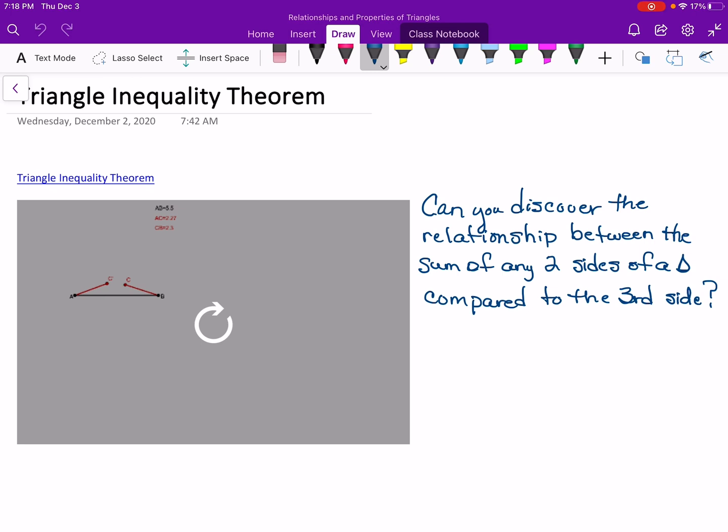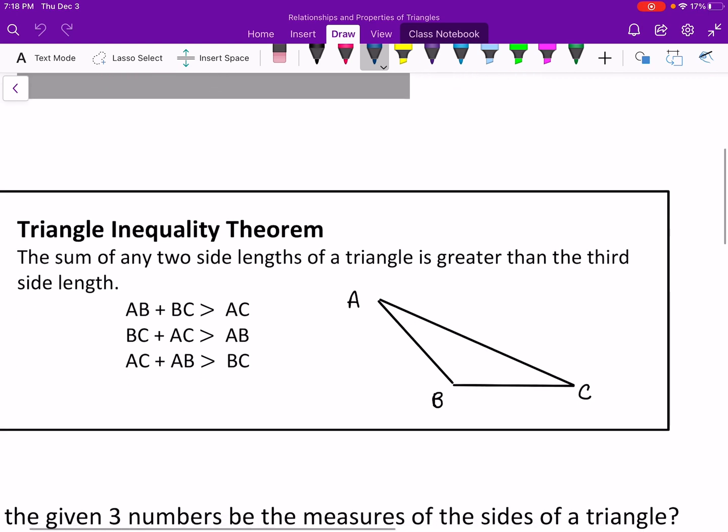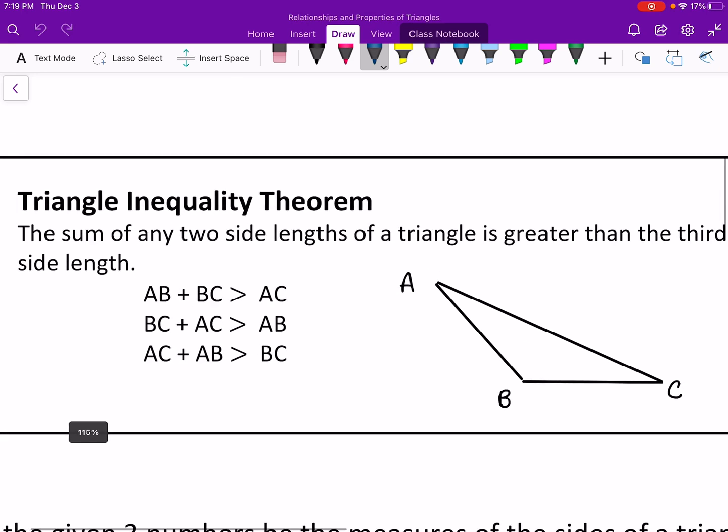All right, hopefully you've taken a little time to go play with that exploration that I posted for you and figure it out. What we want to complete is the sentence that says the sum of any two side lengths of a triangle is blank, then the third side. The word that you're looking for is greater than, and that is what the triangle inequality theorem states.